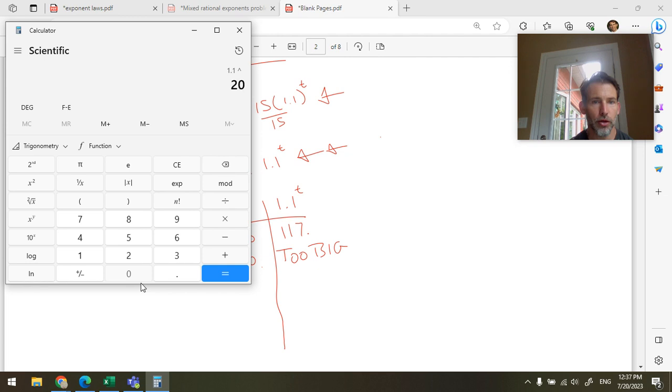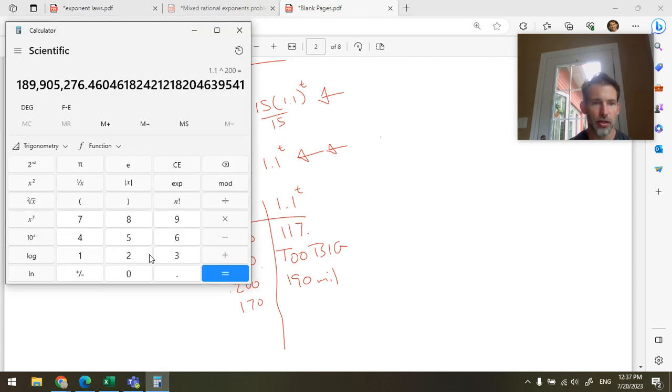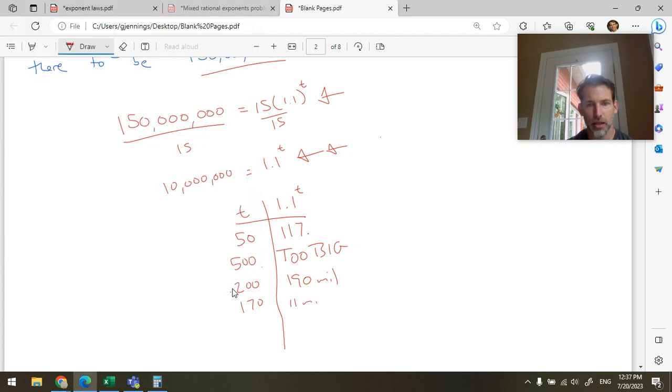1.1 raised to the 200. Well, that's a lot closer, isn't it? Okay. So 200 and I get 190 million. Going to round to the nearest million. 190 mil. Very good. Let's guess 170. It's too small, but let's guess. 1.1 to the 170 equals, oh, that's only 10 million. I'm going to guess bigger. It's like 11 million. So we want bigger than that and quite a bit closer to 200, I would say.